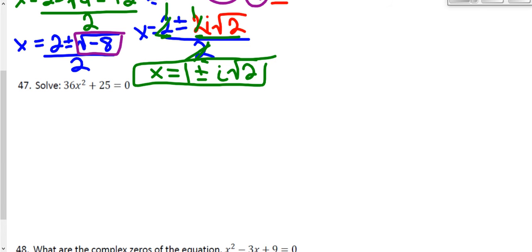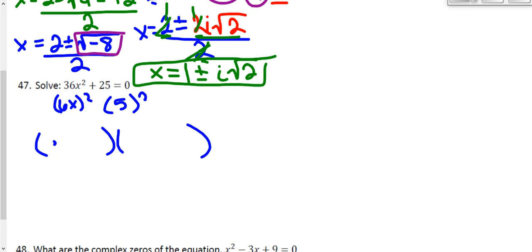Now we already talked about how to factor difference of squares. All I have to do is figure out what's being squared in front. In this case, 36x squared is 6x to the second power. And what's being squared in back? 25 is 5 squared. If I was going to do difference of squares, I would just do a plus b times a minus b. But I don't have difference of squares.